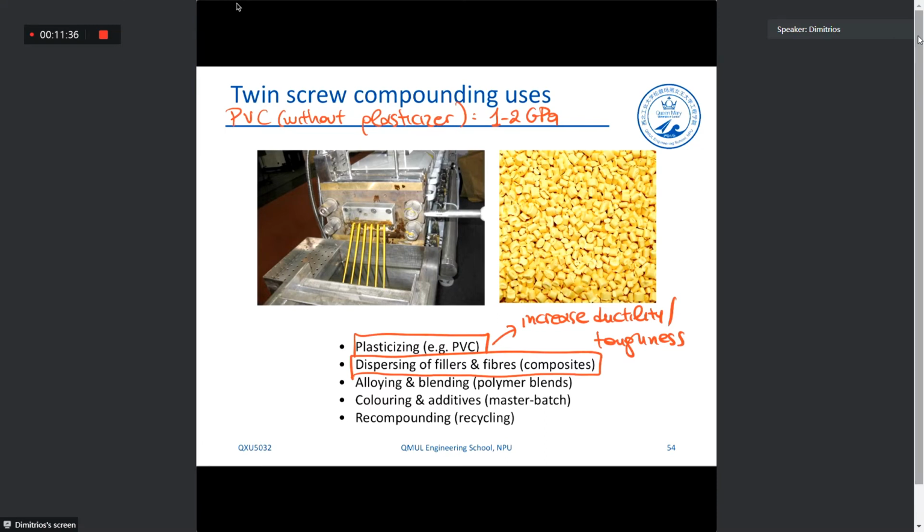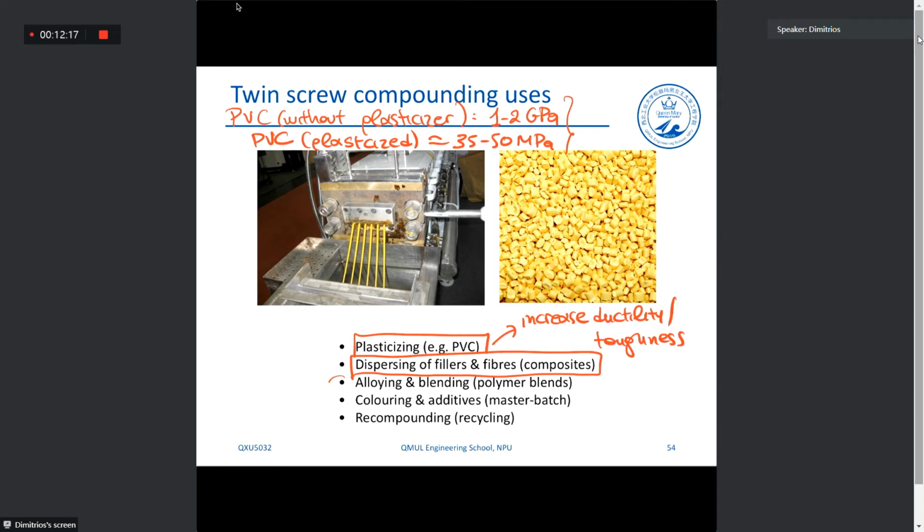Okay? So PVC without the plasticizer can have a modulus of 1 to 2 gigapascals, while PVC with a plasticizer can have a modulus of around 35 to 50 megapascals. So it becomes as soft as an elastomer. So you can realize we have almost two orders of magnitude difference in stiffness, which is very significant.